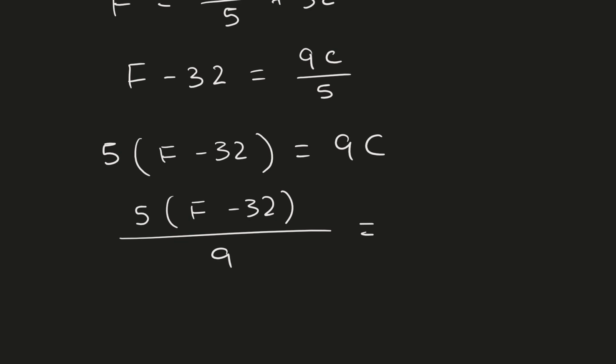This works. And there's certainly more that you could do with this as well. You don't have to leave it in here, but roughly you're subtracting 32 from your Fahrenheit, multiplying by 5, and then dividing that result by 9.